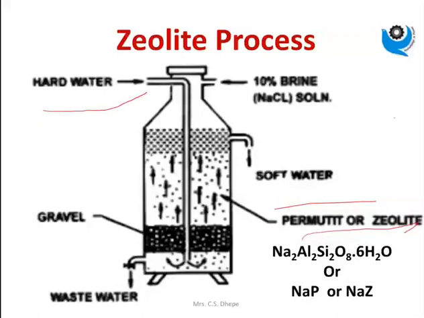So, to regenerate this zeolite bed, 10% brine solution is passed from the bottom of the container. As this sodium chloride or brine solution percolates down, all the calcium and magnesium ions are replaced by sodium ions. Again the sodium permutit or sodium zeolite bed is regenerated, and the wastewater which comes out consists of CaCl2 or MgCl2 salt, which is removed through the wastewater channel.